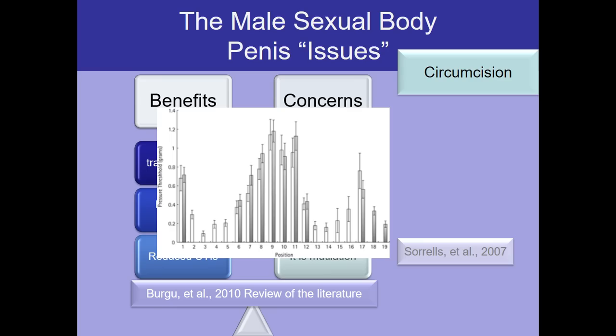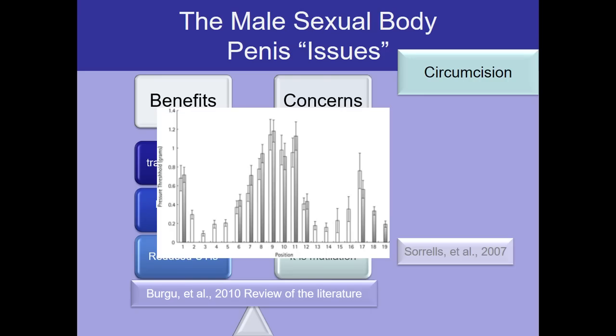Okay, so what they did was they got men who were circumcised and they got men who were not circumcised. And they used a little probe that was blunt on the end, so like some kind of surgical device, but it's blunt. It doesn't poke you.